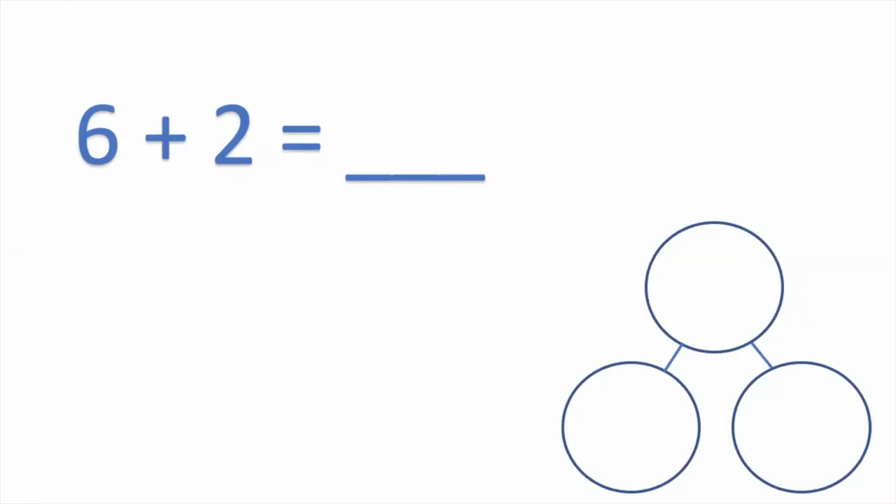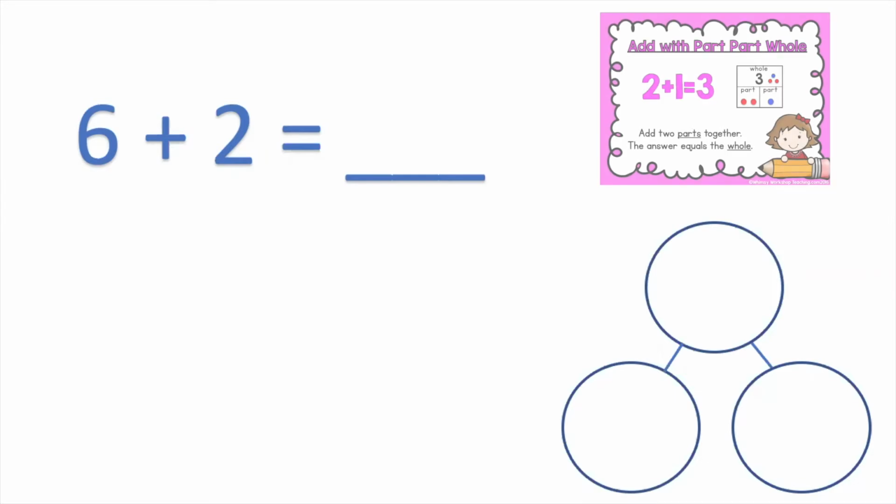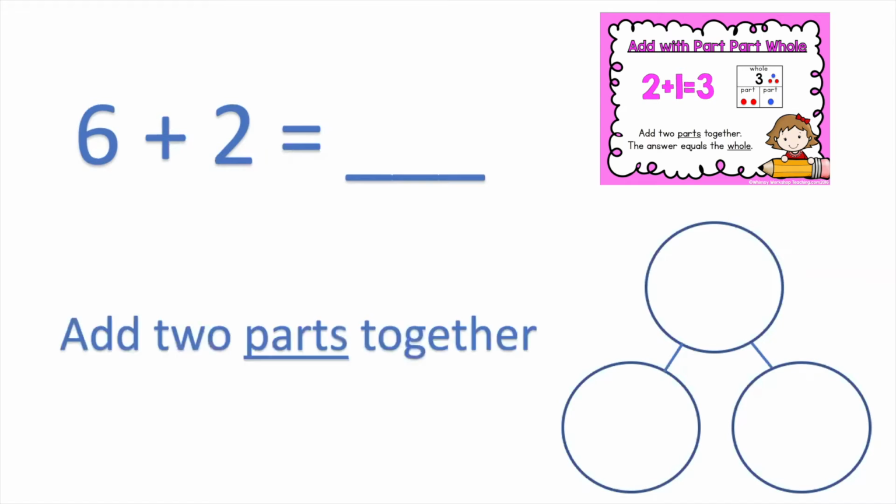Let's practice. Here's an addition problem. I know it's an addition problem because I see Gus the Plus. Let's use add with part, whole to help us solve this problem. The first step is to add two parts together. What are our parts? 6 and 2. How do you know? Because Gus the Plus puts parts together. Gus the Plus is in between 6 and 2, so I know those are the two parts that we're going to put together. How do we add them?